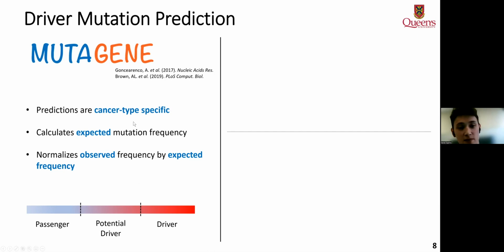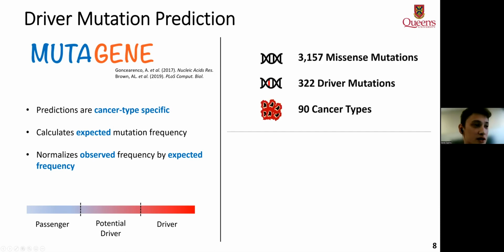It does this by calculating the expected mutation frequency, or the expected number of times that mutations can be observed inside of a given set of patients for a given cancer type. Then it takes the observed frequency of that mutation and normalizes it by the expected frequency in order to get a continuous scoring metric, for which thresholds can be applied to determine whether that mutation is a driver, potential driver, or passenger mutation. And so from our integrated data set of about 3,000 missense mutations, we have predicted about 322 of those histone missense mutations to actually be drivers within the respective cancer types.